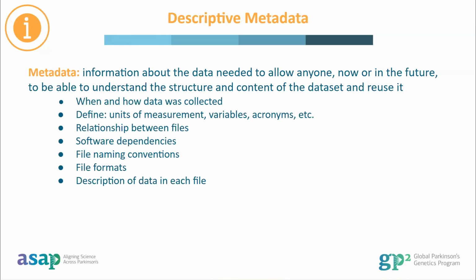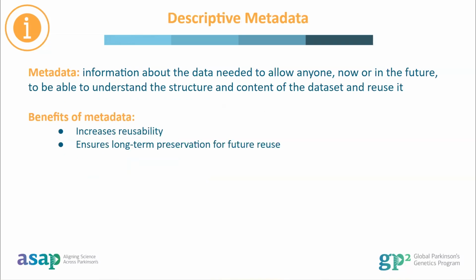Some disciplines and repositories have required metadata fields that may include when and how data was collected, definitions of units of measurements, variables, and acronyms, relationships between files, software dependencies, file naming conventions and formats, and descriptions of data in each file. Metadata should be specific enough that it differentiates from any other similar dataset. The benefits of sharing descriptive metadata include increased reusability and long-term preservation of data for future reuse. Shared data may be preserved for the future, but without good metadata, it cannot be used for future discovery.